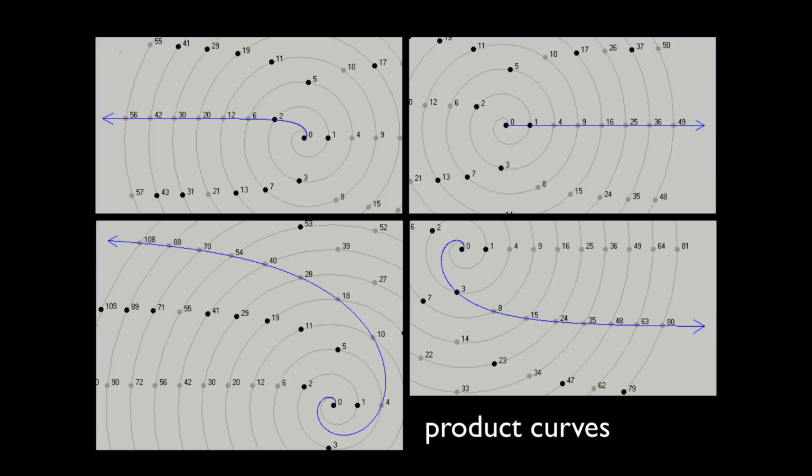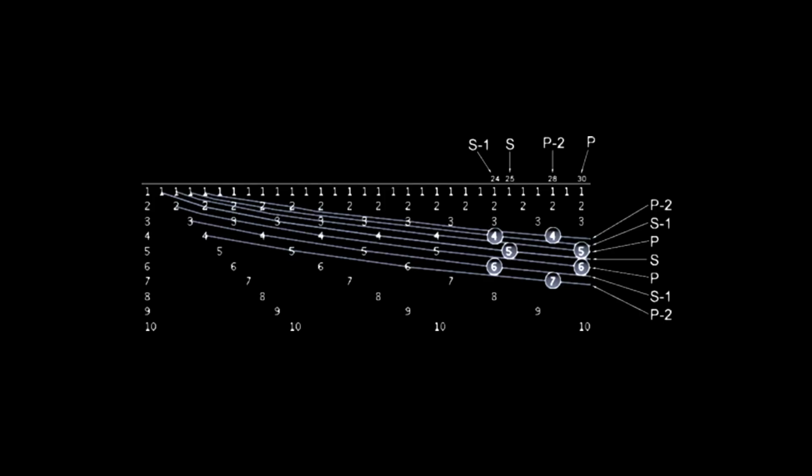Sachs identified several curves that cut through the spiral arms in various ways. These curves are associated with divisor pairs that have a fixed distance. He calls these product curves. And here's why I use that term for the curves I showed you earlier.